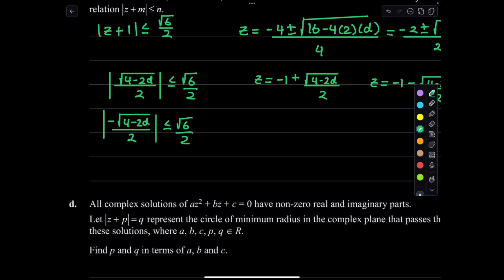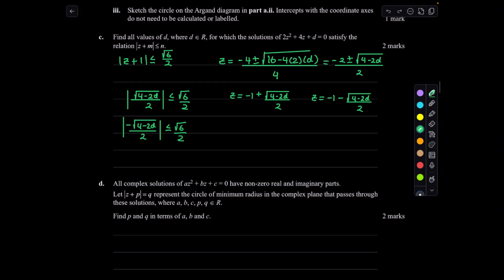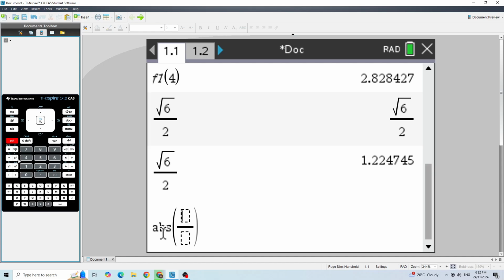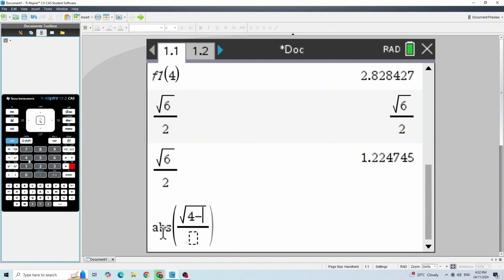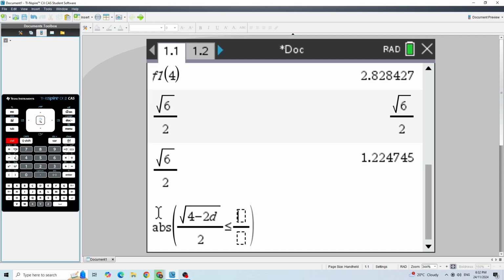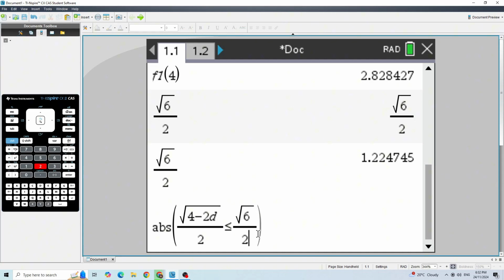Now, to be honest, I think they're the same equation because you're taking the absolute value of this negative. It's just going to cancel. I just want to make sure. I don't want to make any mistakes. So let's put one of them each in, and let's see what values of d we should get. So let's use our CAS. So the first one is what? The absolute value of the square root of 4 minus 2d divided by 2 is less than or equal to root 6 on 2, comma d.